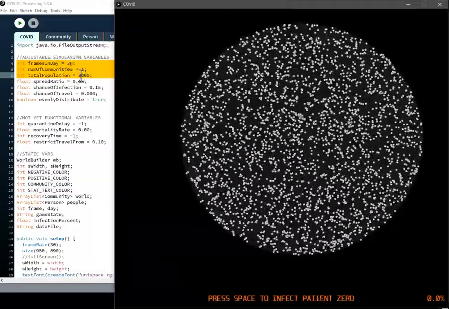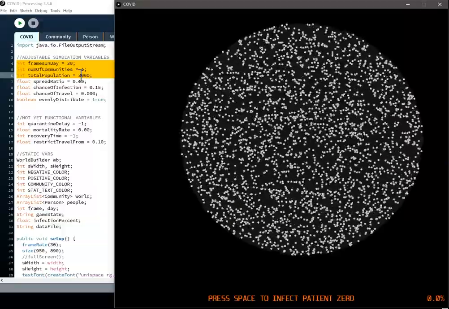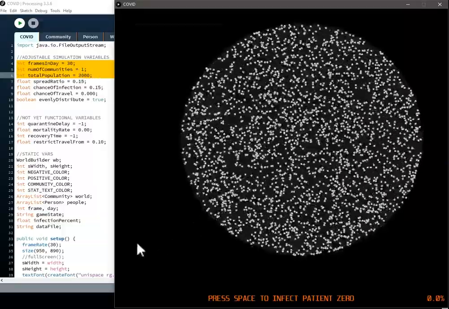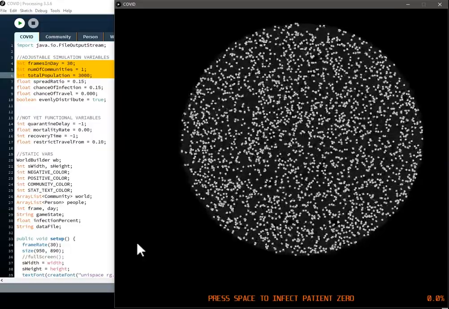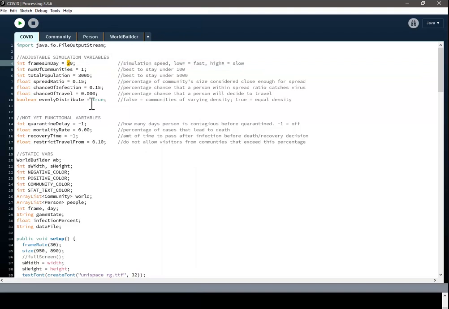Frames in a day is just a variable that I use to speed up or slow down the simulation. It's basically how many frames are displayed to the screen in one day. If I reduce that down to a very small number, 1, then we're running at 30 frames per second. So that means that we will have 30 different days represented a second. And that's just insane. We won't be able to see what's going on. Or if I set this very high, every day will take approximately 10 seconds. I'm going to keep this at 30 for now so that every day lasts approximately 1 second.